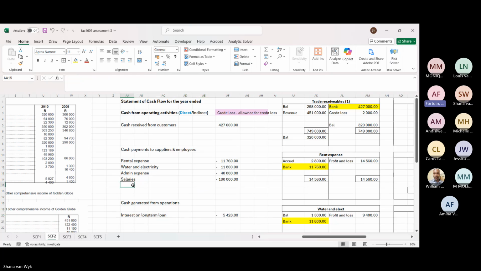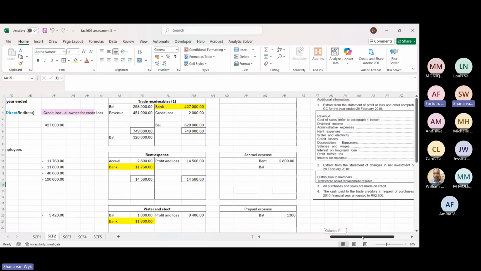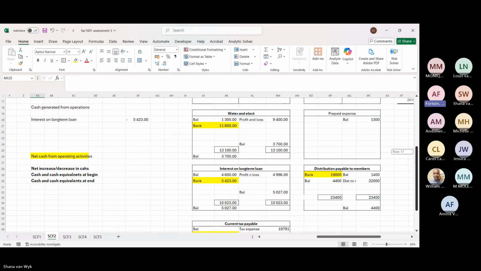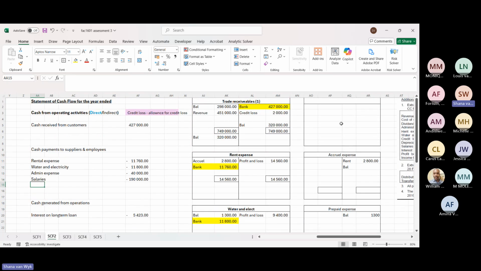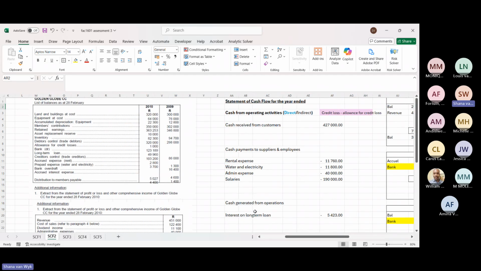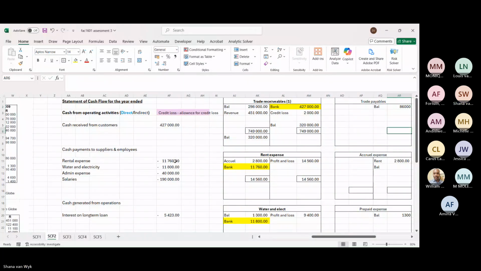Okay, and then your creditors. Did we do that account? No, go and check up on your creditors. Oh, I didn't do this one. Trade... Oh, it's the one we did and then I deleted. Okay. Trade payables balance. What is that balancing? 863. Balancing.